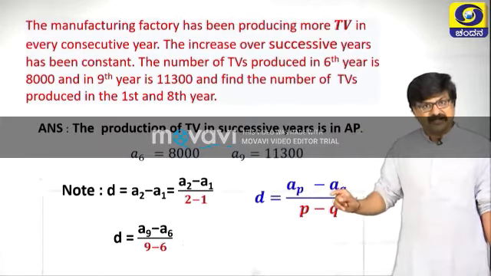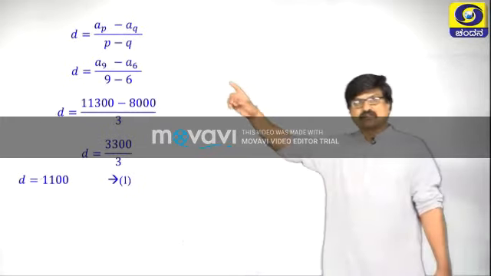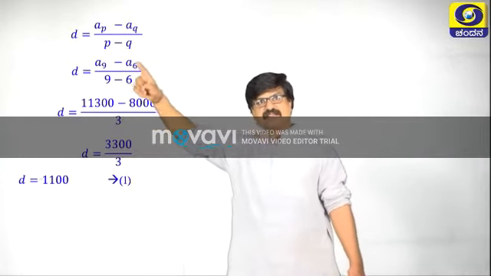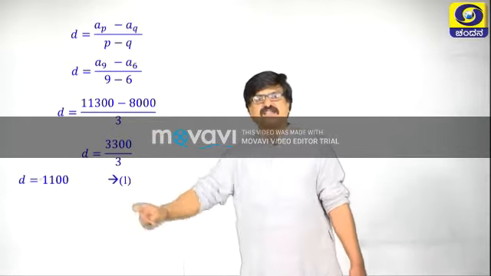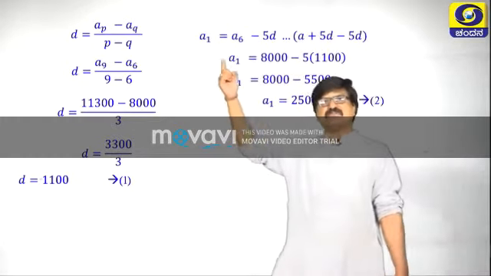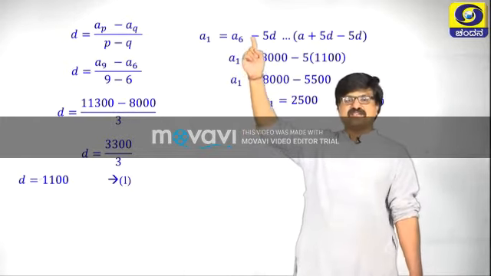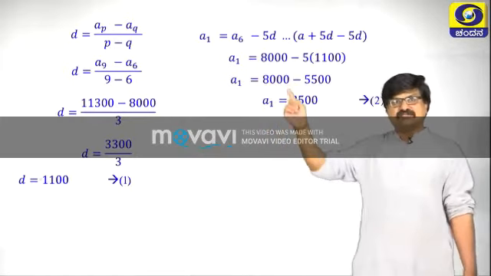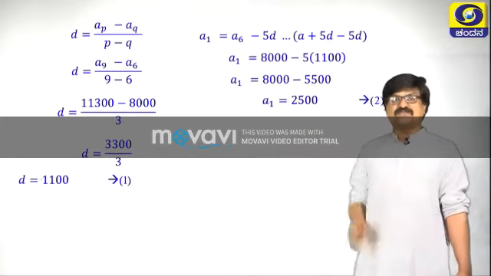In the next step we are using the same formula, substitute P as 9, Q as 6 here, replace the values, simplify, and finally we are getting D is equal to 1100. The next one is A1 can be written as A6 minus 5D. Why? Because A6 is A plus 5D, plus 5D minus 5D cancels, we are getting this. Substitute A6 value and D value, A1 we got. The number of TVs produced in the first year is 2,500.